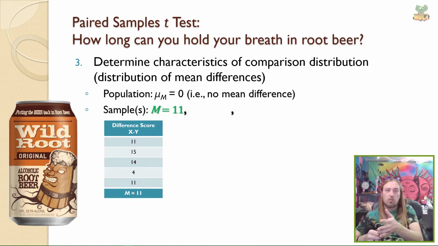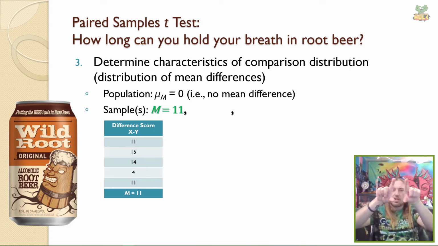Some of those different scores would be potentially in the positive direction, where people were able to hold their breath longer underwater than under root beer. Others would be in the other direction, where they could hold their breath longer under root beer than underwater, right? Null is true. You'd have an equal distribution of those things happening on both sides. And in fact, right in the middle, then, your average difference score would be 0, right?